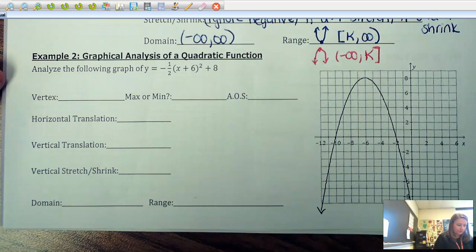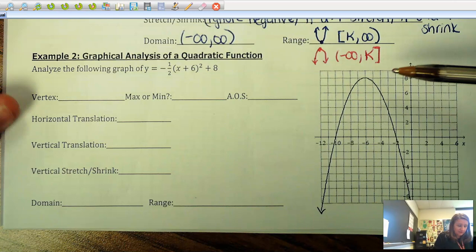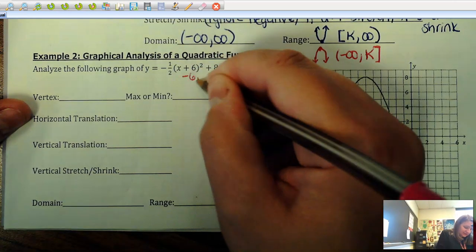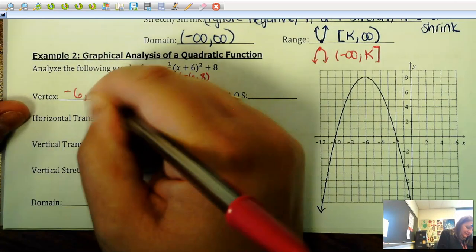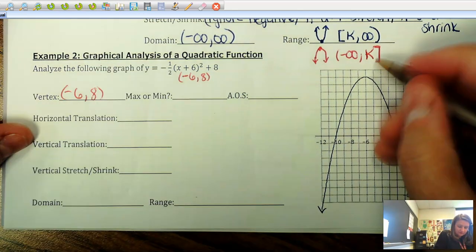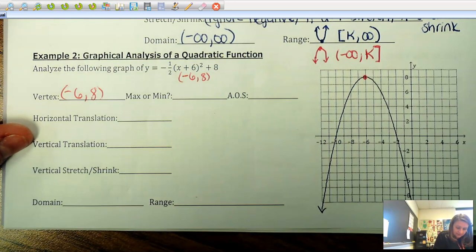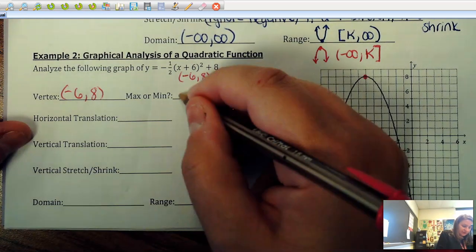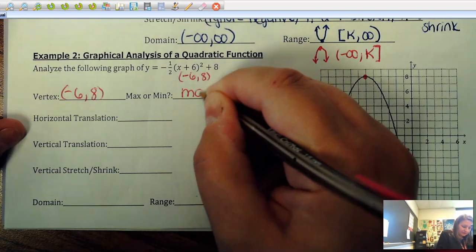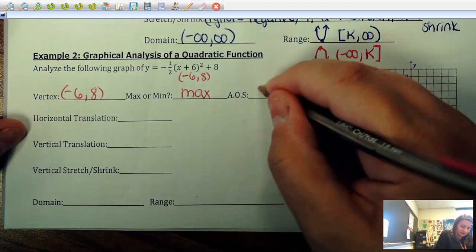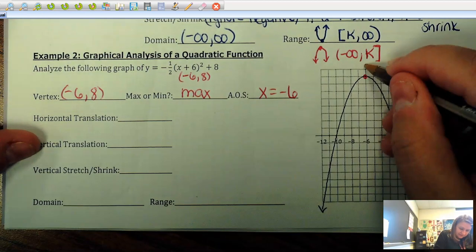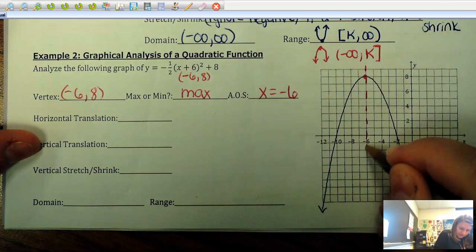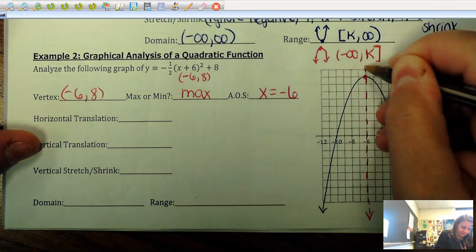All right, so we're going to go through and analyze this graph. So I've got it on the paper for us already. The vertex, you guys can actually either identify from the graph or you can use the equation. Remember, this is opposite copy. So this is negative 6, 8. Now, you guys can see from the graph here, this turns upside down. So this is going to be a maximum. The axis of symmetry, it's going to be x equals negative 6. That's that nice vertical line that goes right down the middle of your parabola.